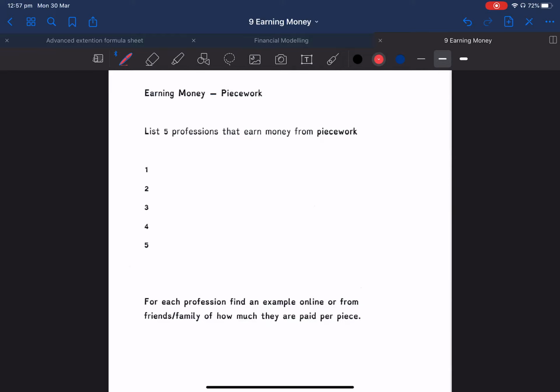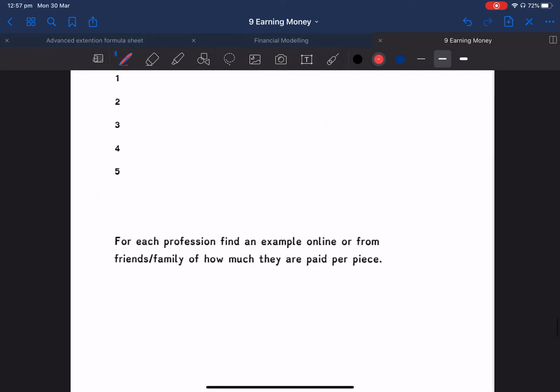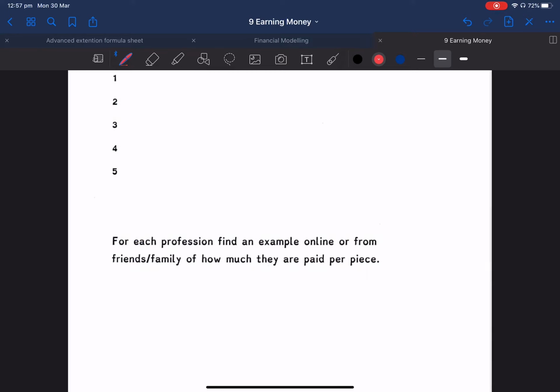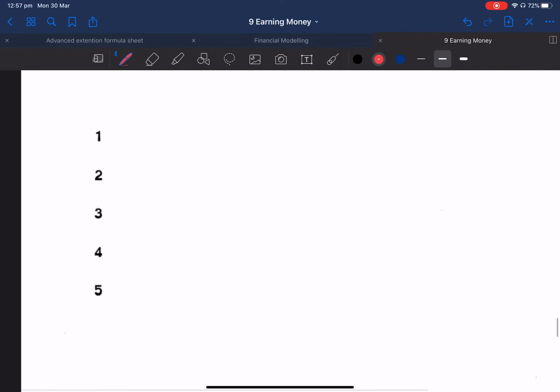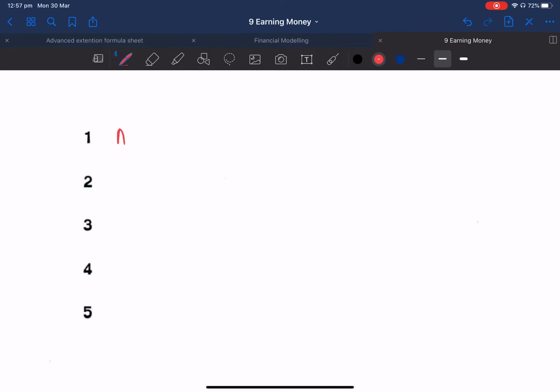Okay, and then what I want you to do is for each profession, I just want you to find one example. I don't care how real it is. Like you can just find some rough examples on the internet, even if they're dodgy looking yellow pages ones. And I want you to tell me how much they're paid per piece. Okay, so for example, maybe I find an artist, and maybe that artist is selling her work on the internet. Maybe it's $350 per piece. Cool, there's one done.